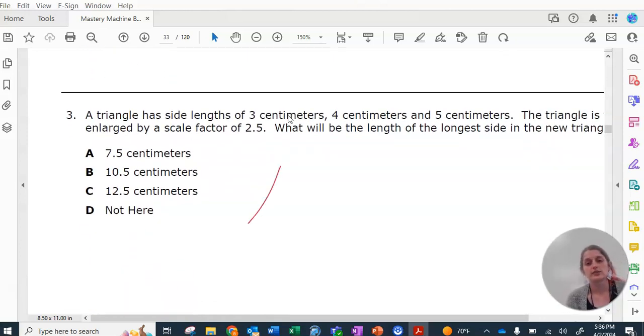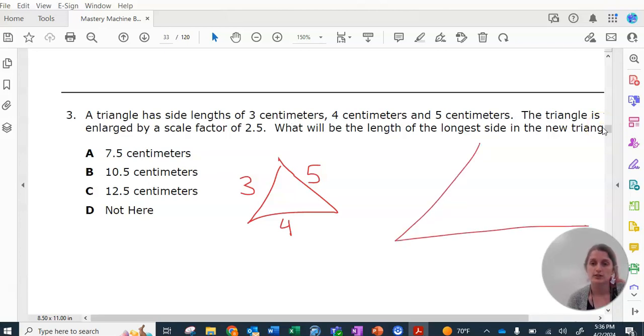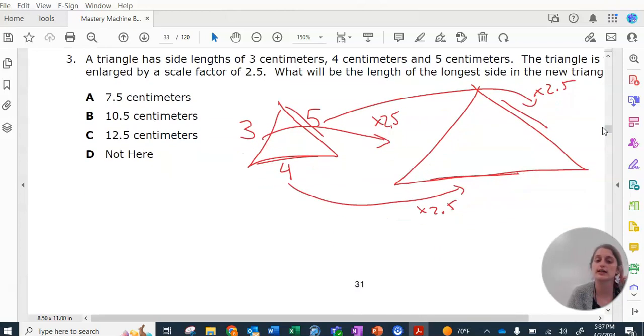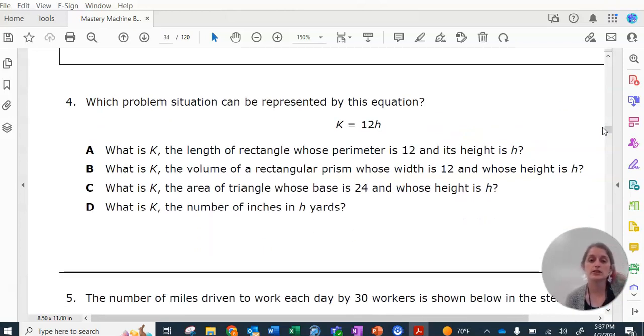A triangle has side lengths of 3, 4, and 5. The triangle is enlarged, that means made bigger, by a scale factor of 2.5. When you do scale factors, you want to make sure, okay, if 4 was on the bottom, then you put the answer for 4 times 2.5 on the bottom. If 5 was on the right, you put the answer on the right. It doesn't really matter to me where you put your 3, your 4, and your 5 when you start. What matters is they just have to match up in their placement. And then you're going to want to record the longest side of the new triangle. This one takes a little thinking through.